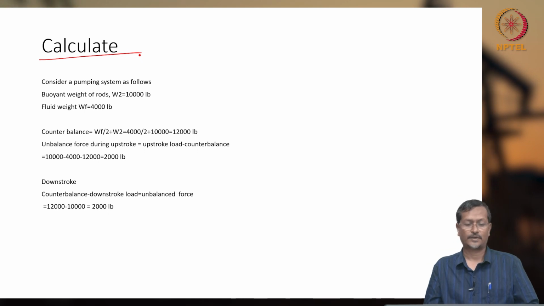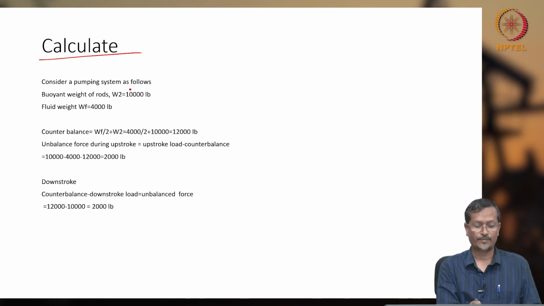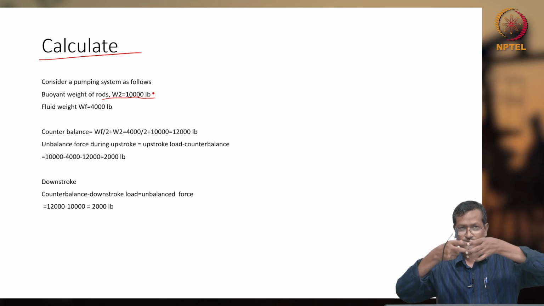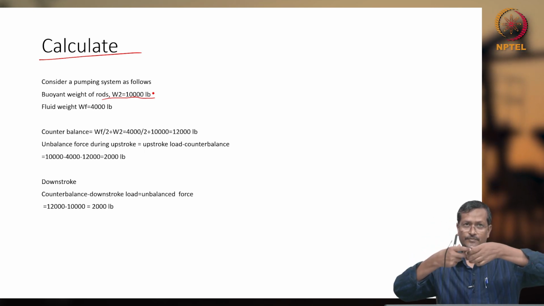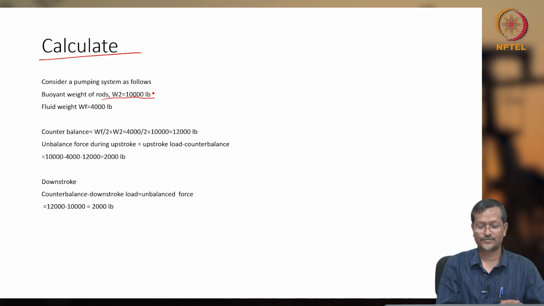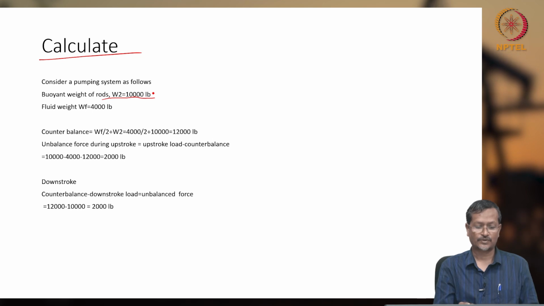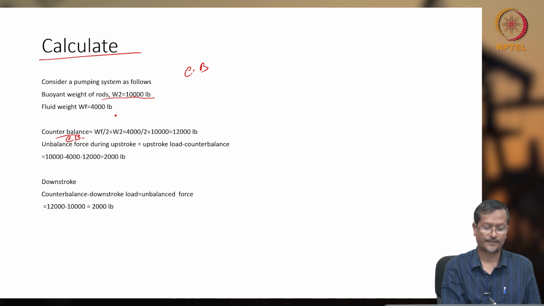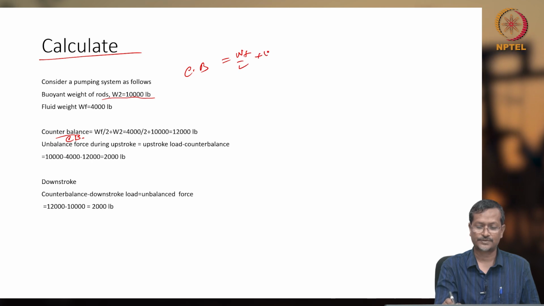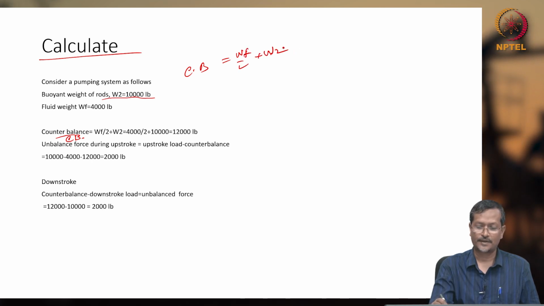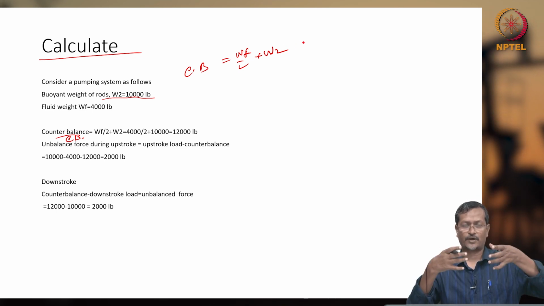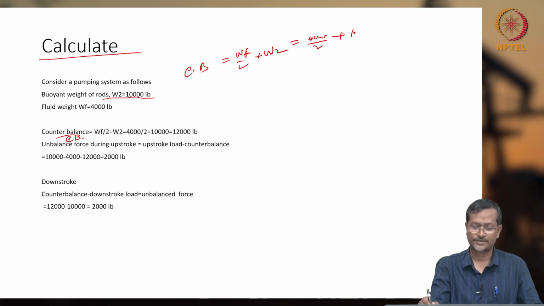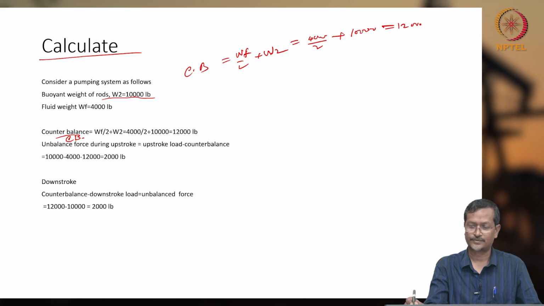Here is another problem, again taken from the Kermit Brown book. The pumping system has the following: buoyant weight of the rod W2 10,000 pound. Buoyant weight means you are putting the rod into water, so it has a buoyancy effect. Fluid weight is given as 4,000. Counterbalance CB equals WF by 2 plus W2, fluid load plus buoyant rod load. So 4,000 divided by 2 plus 10,000, you are getting 12,000.